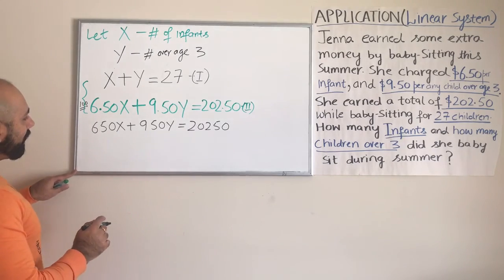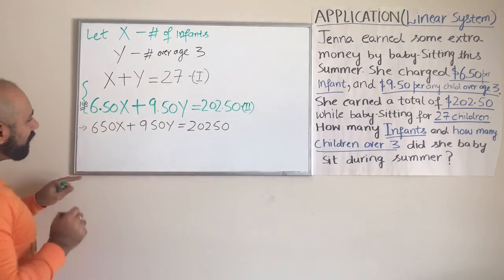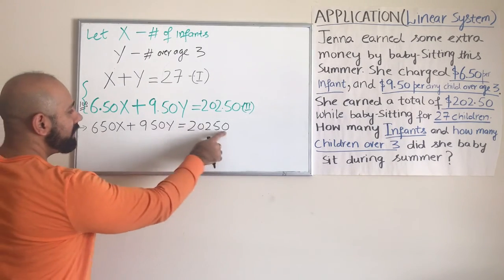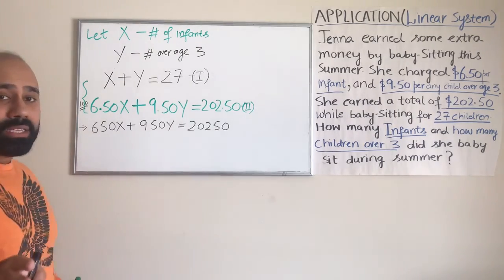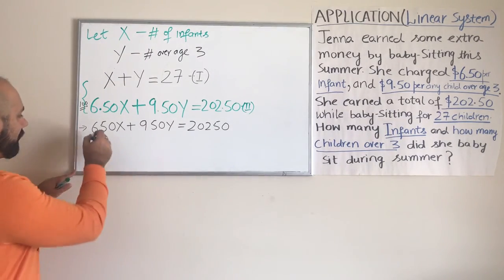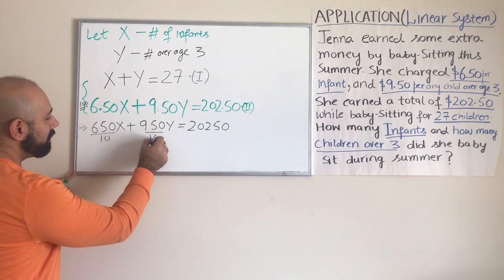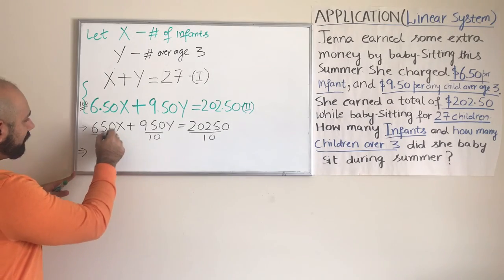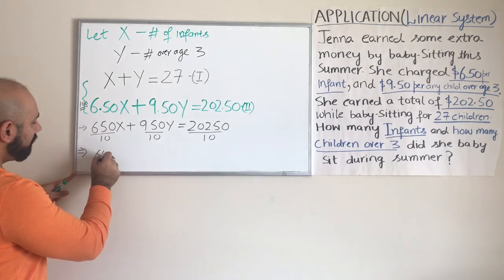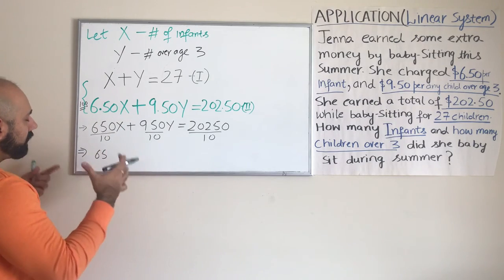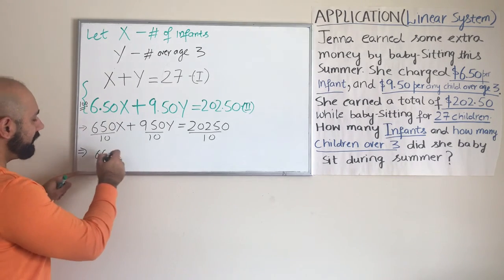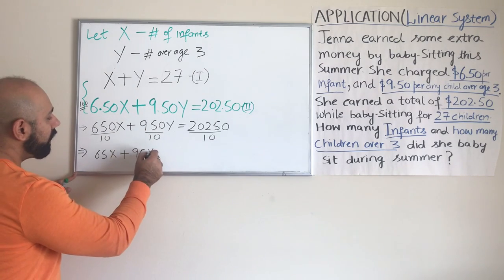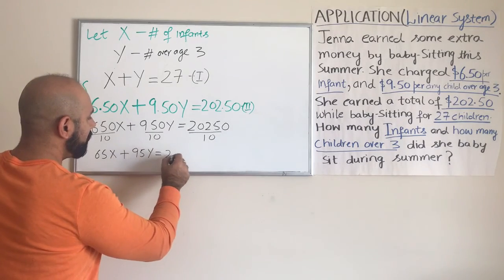Okay, so once I have this, I would still want to simplify this equation further. Well, all of these have zeros at the end, so they are all divisible by 10. So I'm going to divide all of them by 10. Of course, we have to divide each and every term by 10. Guys, once we do that, what do we get? Well, 650 divided by 10 is 65. And then you divide 950 by 10, you get 95y, and here you divide this by 10, you are left with only 2025.